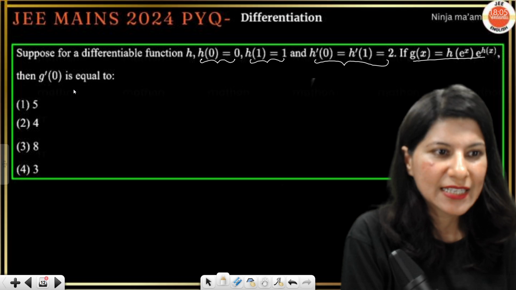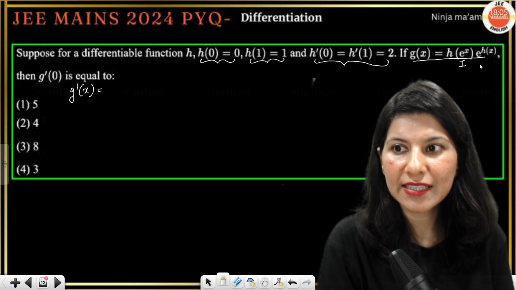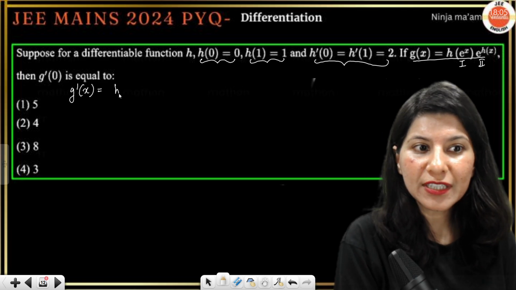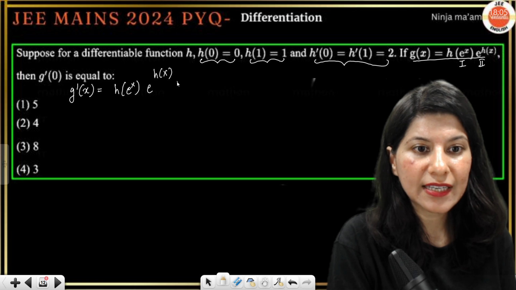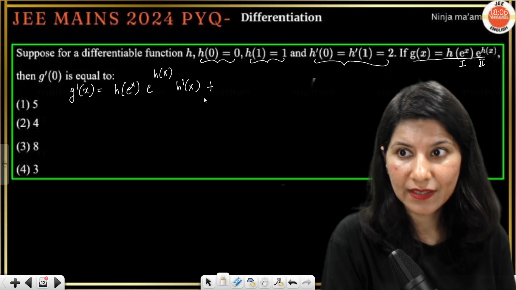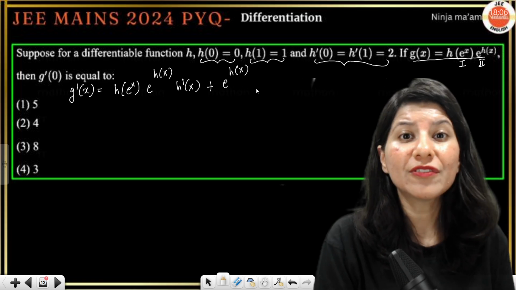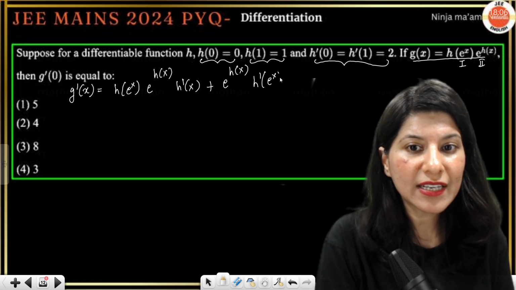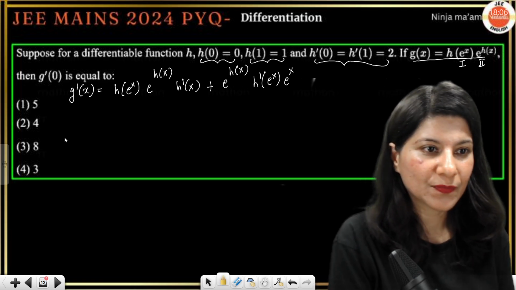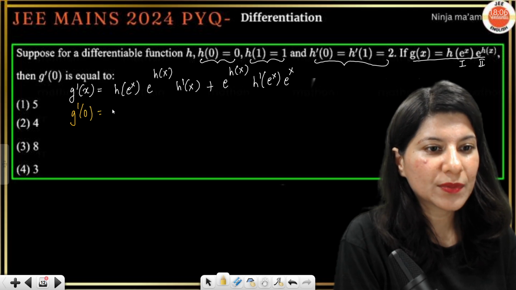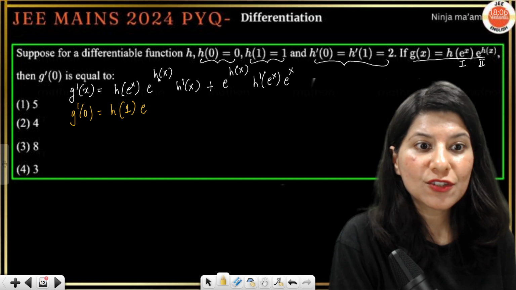So chain rule, g dash x, two functions are involved. Let us mark it as first and second. Now first function kept constant, derivative of second function is e raised to power h x, h dash x, plus this time e raised to power h x is constant and the derivative of h of e power x is h dash e power x, and e power x derivative is e power x. Now you put x equals to 0. So g dash 0 will be equal to h of e power 0, e power 0 is 1.